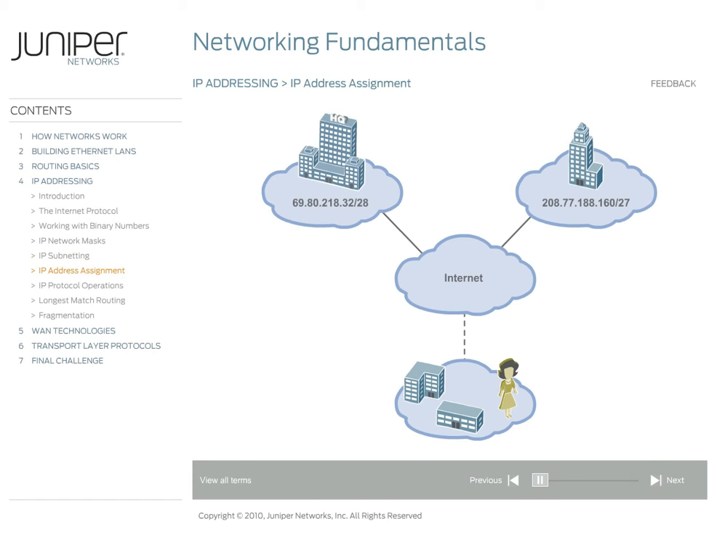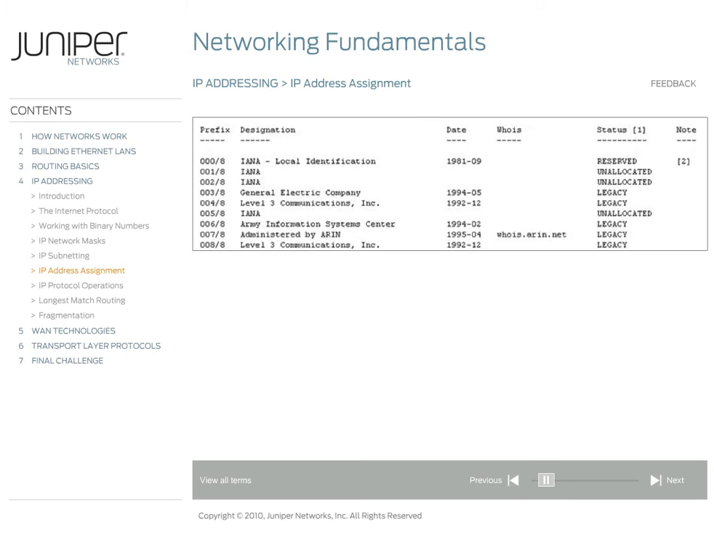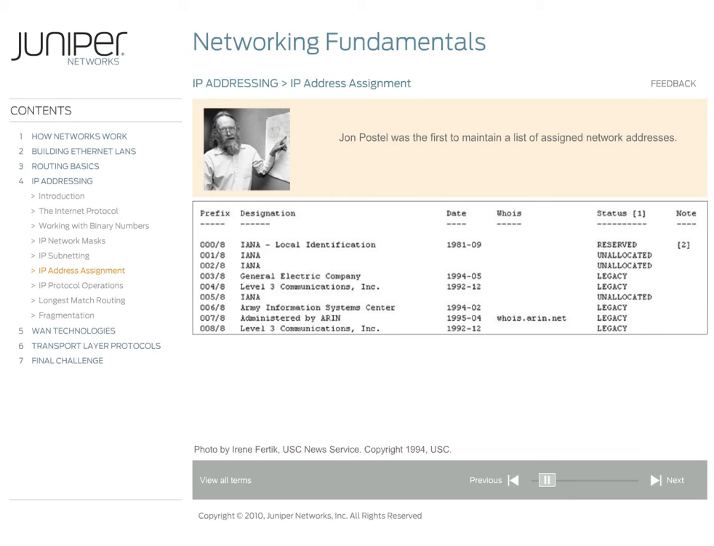At this point, you might be asking yourself, how does a company go about getting an IP network address? From the very early days of the Internet, IP network address assignment was centrally controlled to ensure that no two networks would ever try to use the same IP network address. In the early 1980s, John Postel, an Internet pioneer, voluntarily maintained a list of assigned network addresses, supposedly in a paper notebook.